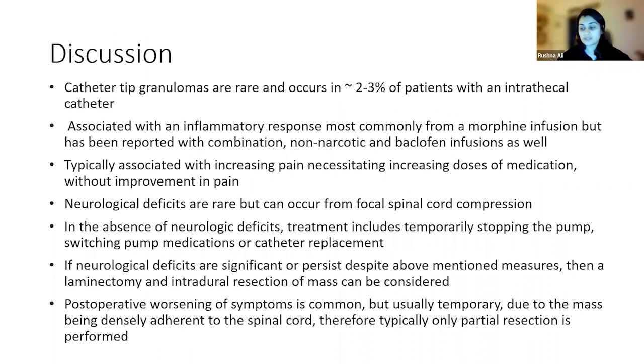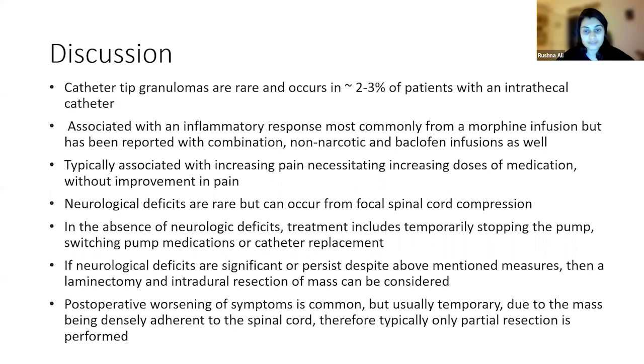So in conclusion, catheter tip granulomas are rare and occur in about 2 to 3% of patients with an intrathecal catheter. They're associated with an inflammatory response, most commonly seen from morphine infusion, but have been reported with combination, non-narcotic, and baclofen infusions as well. They're typically associated with increasing pain, necessitating increasing doses of medication without improvement in pain symptoms. Neurological deficits are rare, but can occur from focal spinal cord compression.